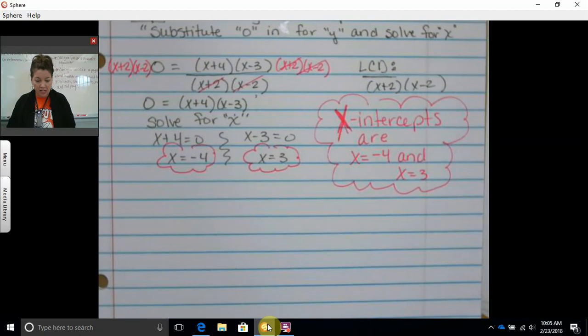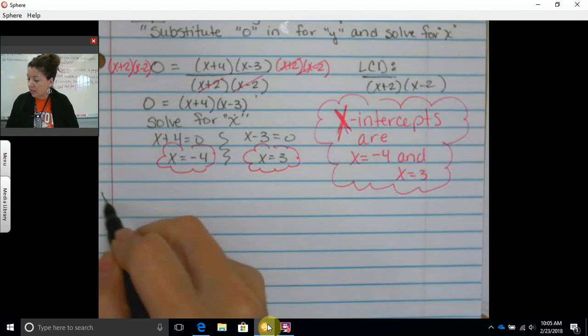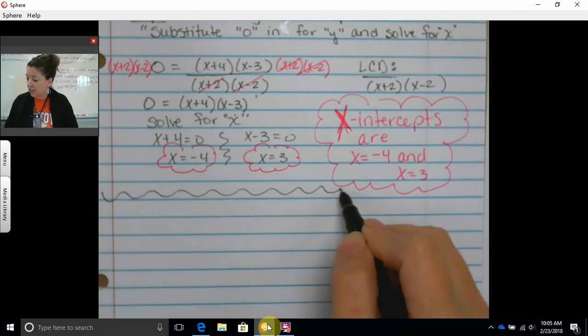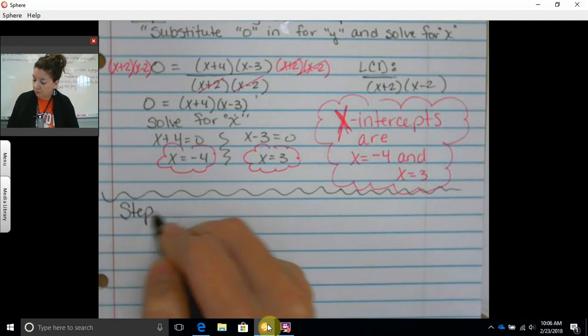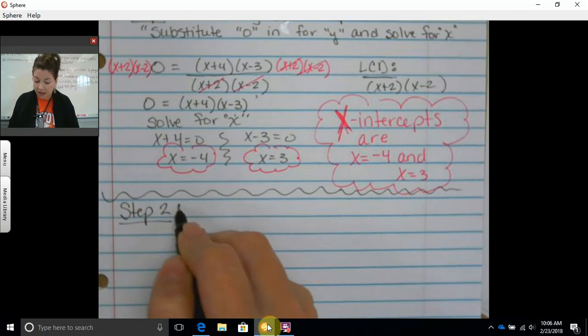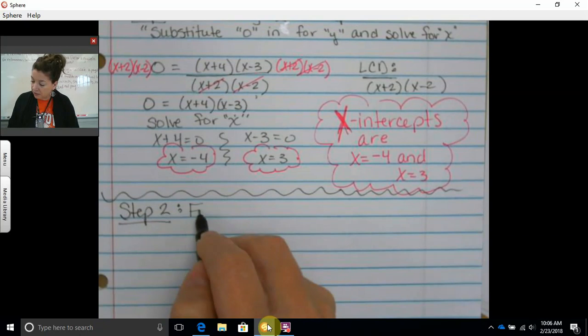I have no excuse. I think I have time to get through step 2, which is where we find the y-intercepts. Step 2, guys, let's hold off the side conversations. Just let me finish. Find any y-intercepts.